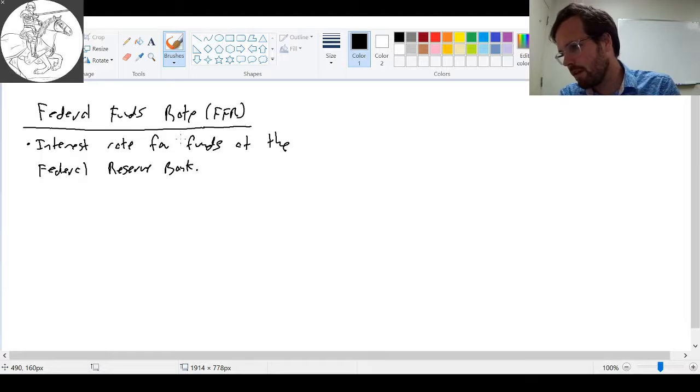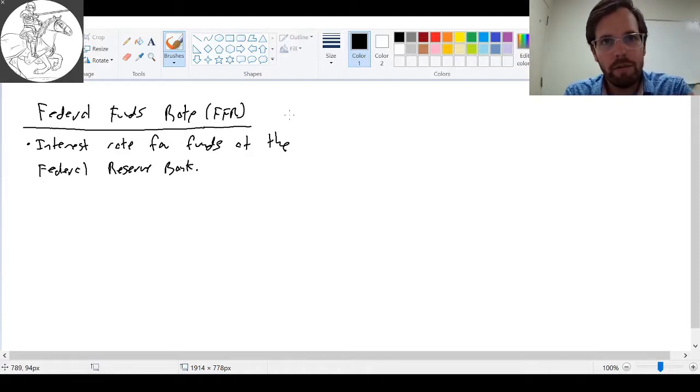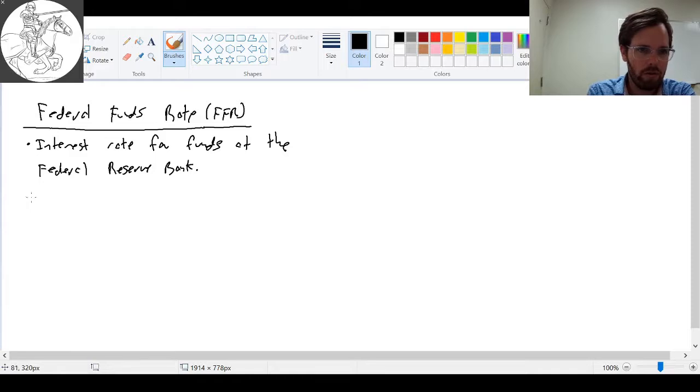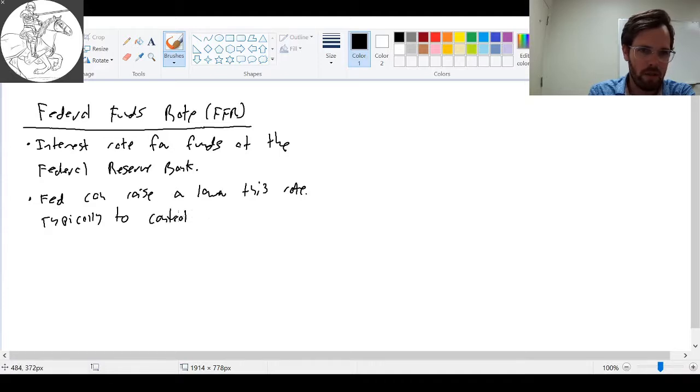Is there anything else I want to say here besides the economics part of it? Funds in the bank's reserve account. Okay, so that's just what they are. If banks have more money in their reserves than they need, then they will just send it to the Federal Reserve, and they'll get a small interest on that. And this is the rate that the Fed controls. So the Fed can raise or lower this rate, typically to control inflation and unemployment.